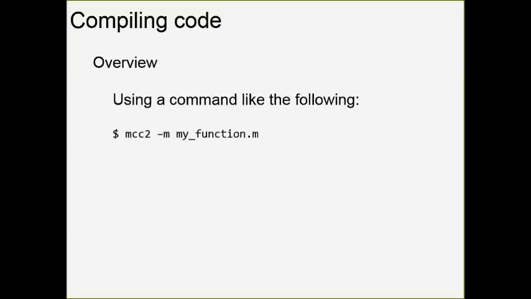So how do you do it? Well, it's pretty simple. You would type a command similar to the following: mcc -m myfunction.m. The -m tells it that you're going to be compiling your code to be called in the terminal, essentially. You're not compiling your code to be like a C library or a Python library or anything like that. It's going to be essentially standalone code. I'm not going to cover how to do those things today, but you can check it out on the website.